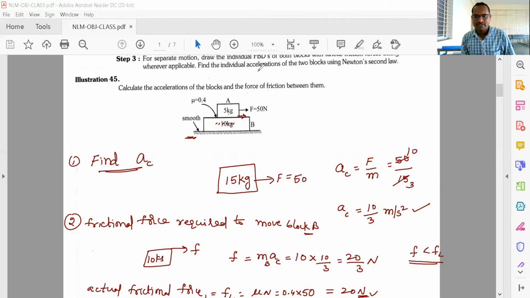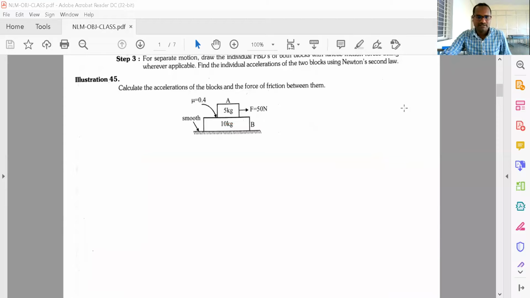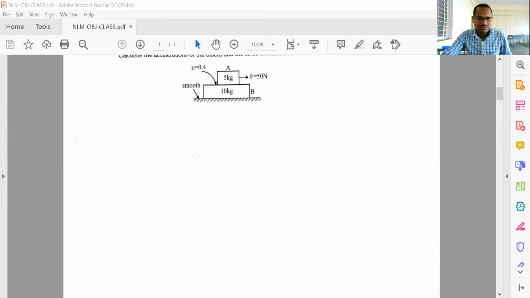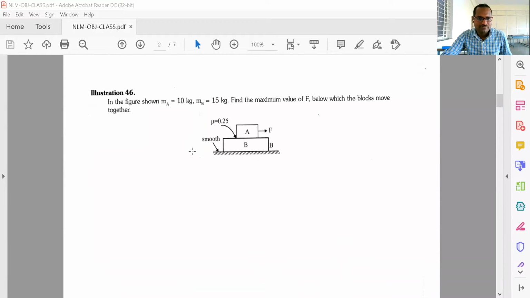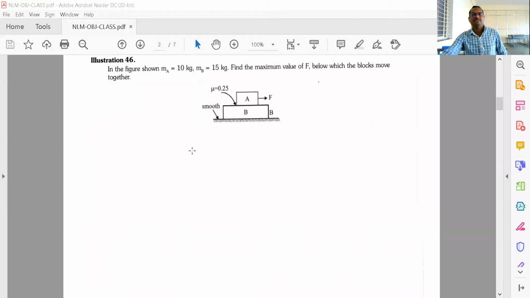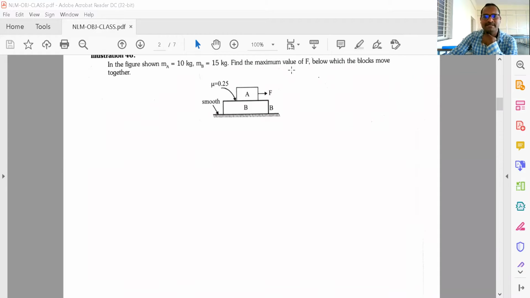I hope you understand. Let us take one more example. Example number 46. See in this example, in the above figure shown, the mass of block A is 10 kg and the mass of block B is 15 kg. Find the maximum value of F below which the blocks move together.